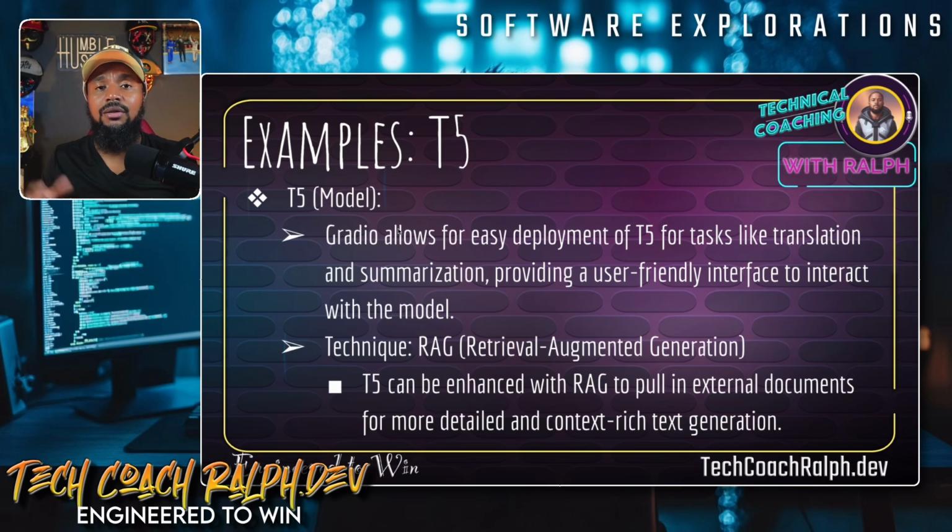Then we have T5. So the model is called T5. Gradio allows for deployment of T5 for tasks like translation and summarization, providing a user-friendly interface to interact with the model. The technique is RAG, Retrieval Augmented Generation. T5 can be enhanced with RAG to pull in external documents for more detailed and context-rich generation.